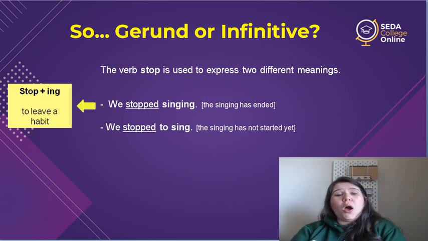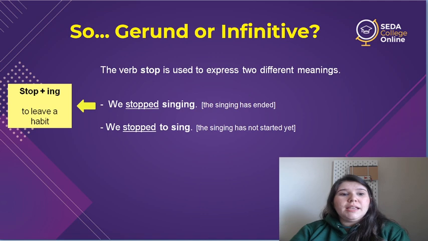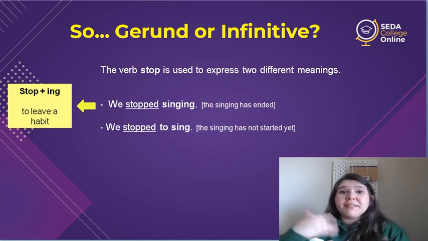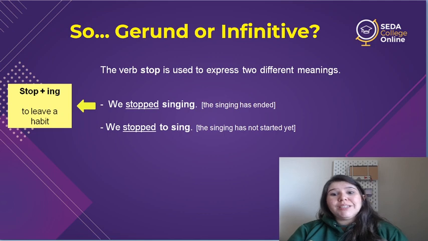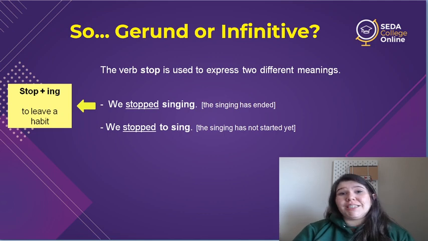When we use stop plus gerund, it means to leave a habit. So something that you used to do and you stopped doing it completely. Okay, so it's to quit, to finish a habit. All right? The second example, we stopped to sing. So the singing has not started yet.